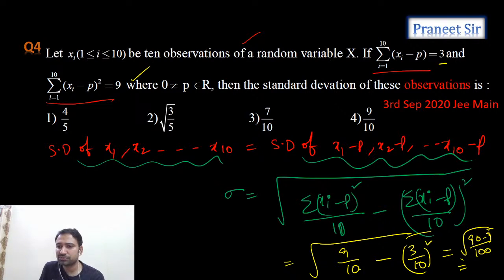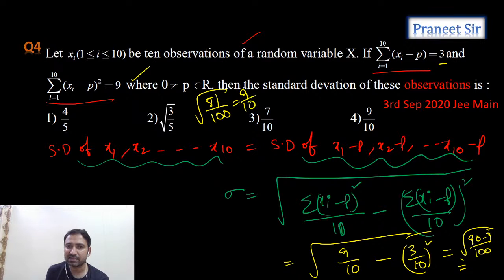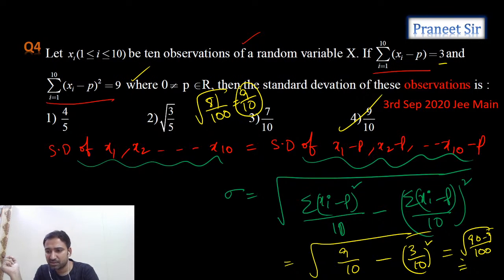So which is equal to square root of 81 by 100, which is equal to 9 by 10. That's it. 9 by 10 is the answer. Fourth option is the answer, guys. Manas, is it clear? Correct. Fourth option is the answer. Everyone understood how we have done this?